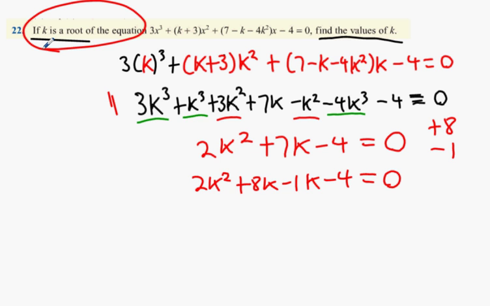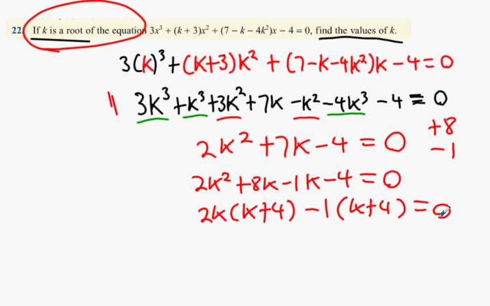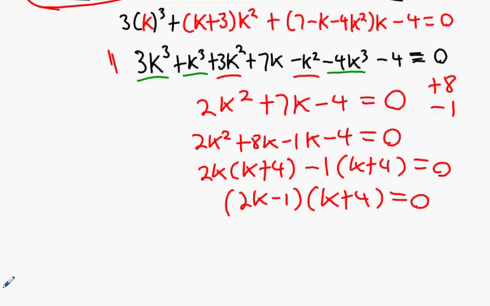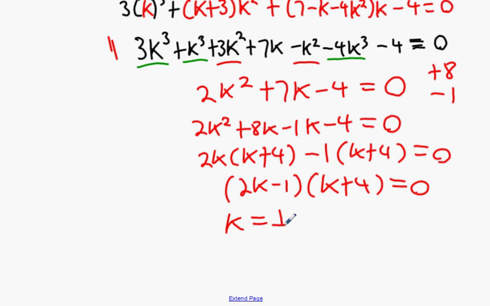So 2k into k plus 4, minus 1 into k plus 4: 2k minus 1, k plus 4 equals 0. After that, we get k equals a half, and k equals minus 4. So has to equal 0. It does. 2k minus 1 equals 0. Solve it. And k plus 4 equals 0. Solve it.